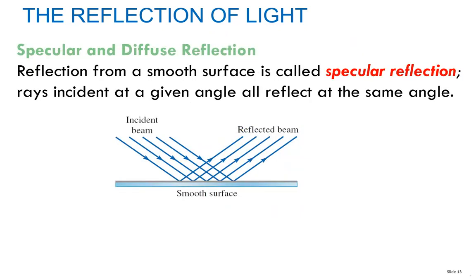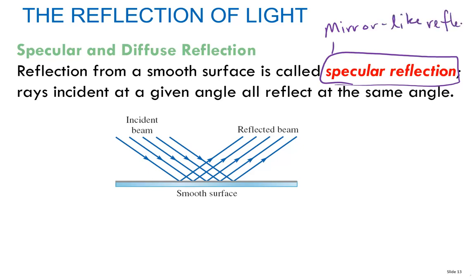So here is showing a bunch of parallel rays hitting a surface, reflecting off. We call this kind of reflection a specular reflection. Another name for specular reflection is a mirror-like reflection. So mirror-like reflections, specular reflections are simple. Angle of incidence equals angle of reflection. And how do you measure that angle of incidence and angle of reflection? From the normal to the surface.